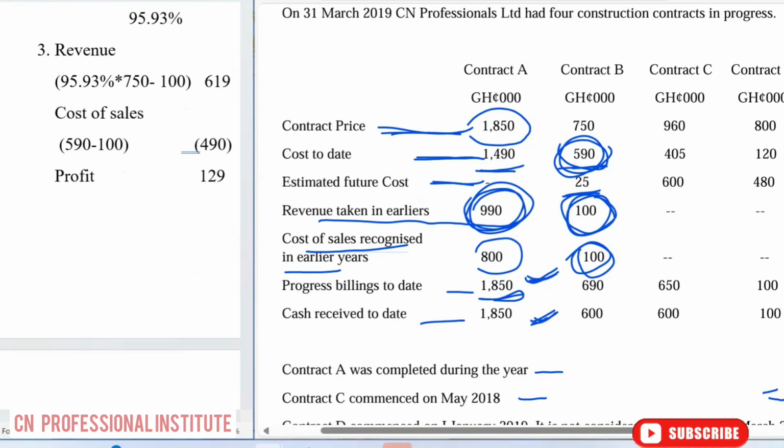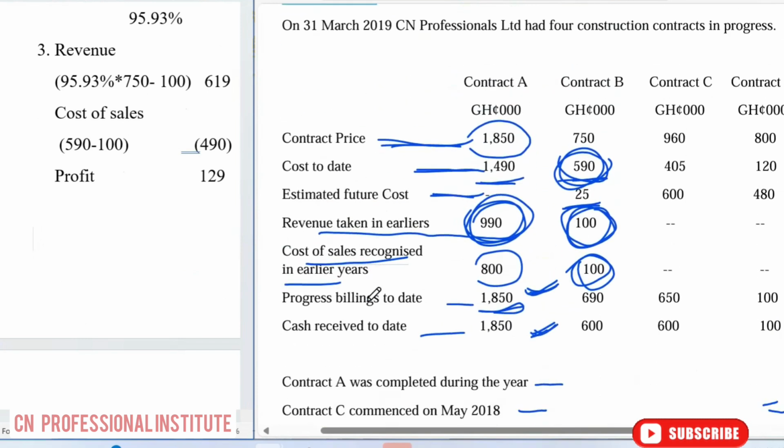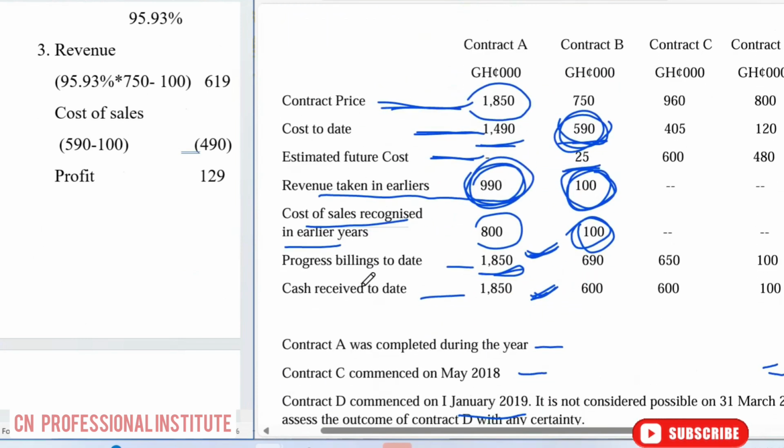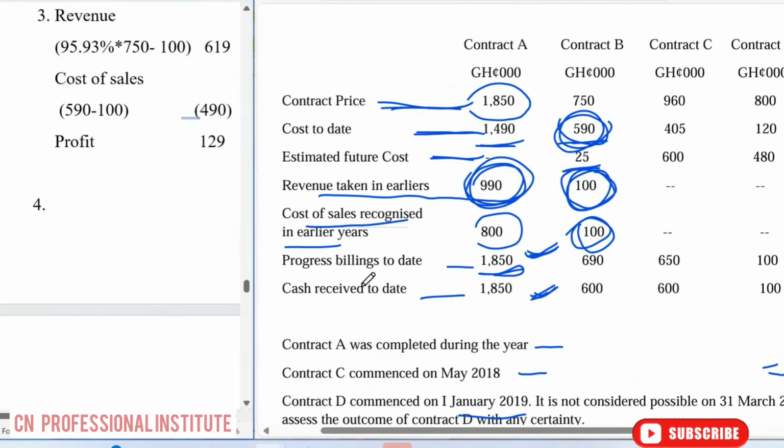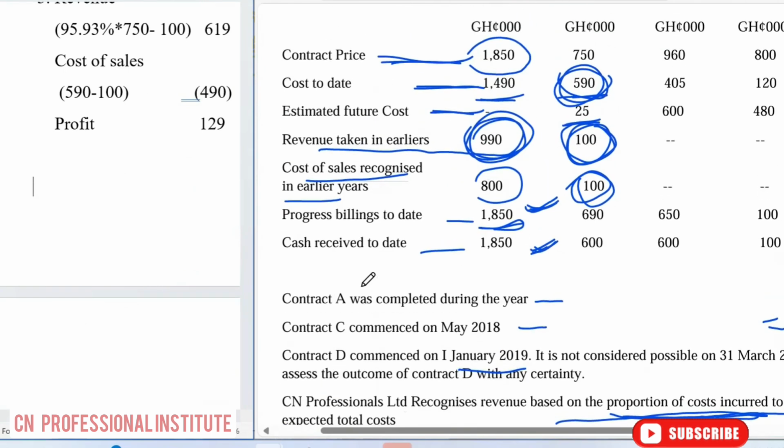Statement of financial position. This question is very heavy. It's not that heavy though, but as I said, it has everything. So for the statement of financial position, let me do that one here.